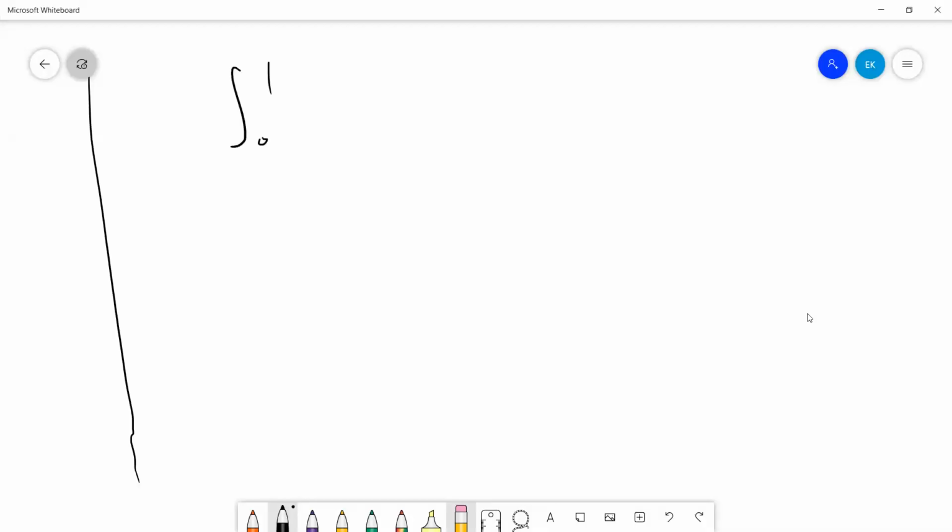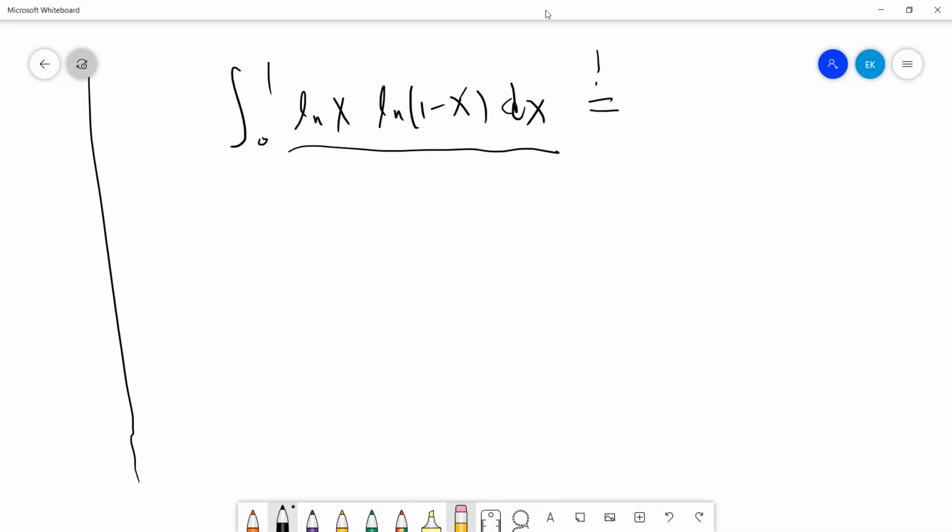Welcome guys. So in this video, we want to solve this integral: the integral from 0 to 1 of ln x ln(1 minus x) dx. This problem is also commonly asked in engineering mathematics, or just for fun. It is also a funny question, because the answer will not make you astonished.